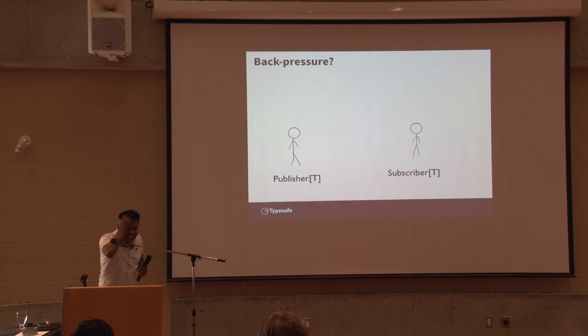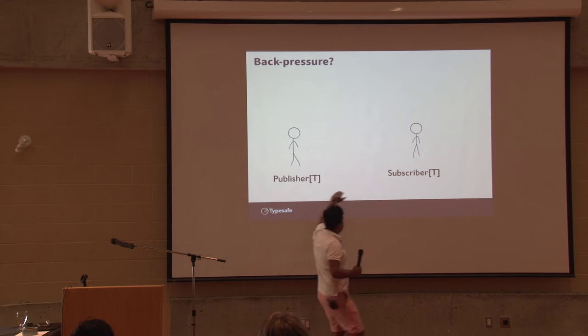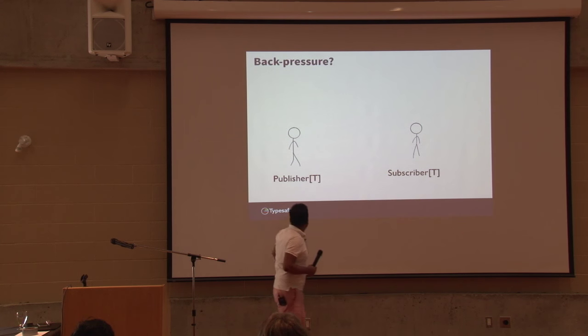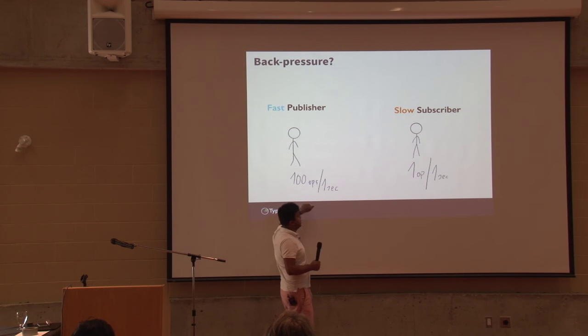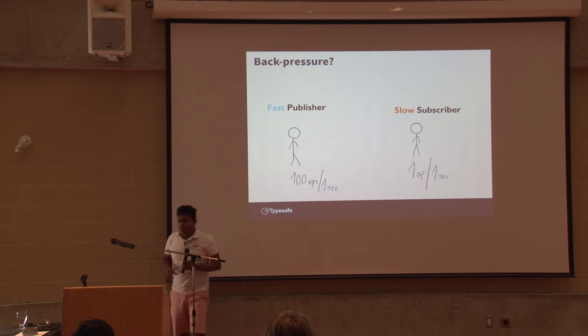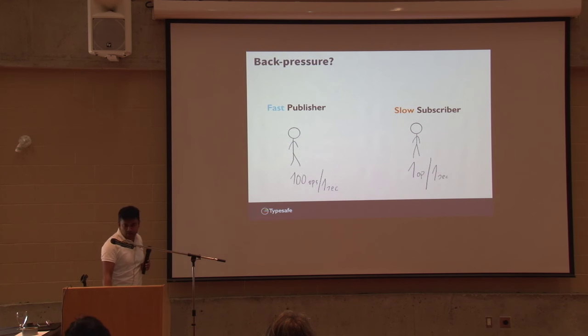So back pressure is, let's take an example here. So I have a publisher and a subscriber. Remember, this is the source, this is the consumer. Another terminology we're going to use here is source and sink. So for example, let's say I have a fast publisher, okay? Because again, I don't have any control over this, and I have a slow subscriber. What happens?